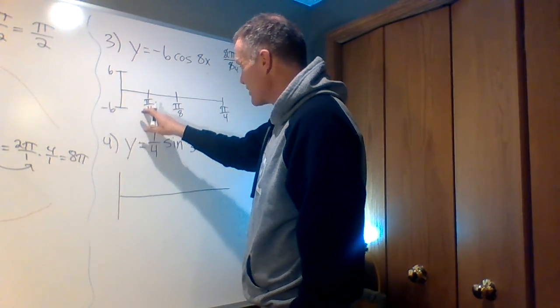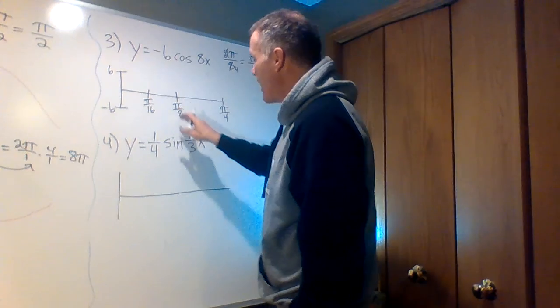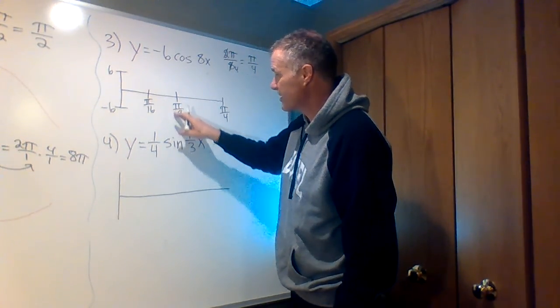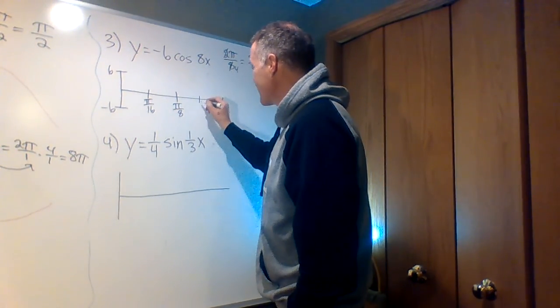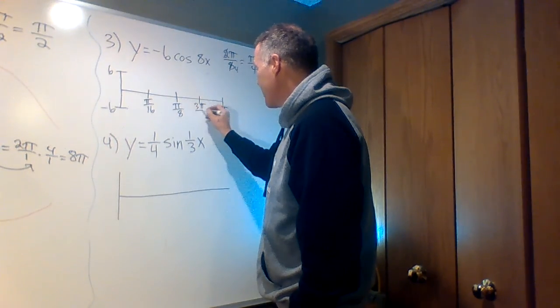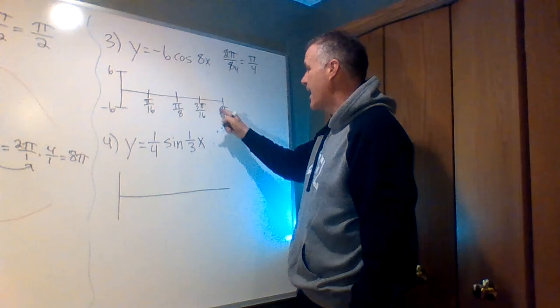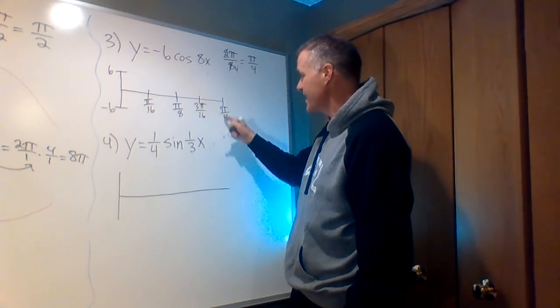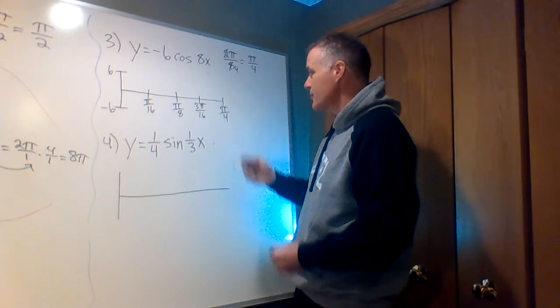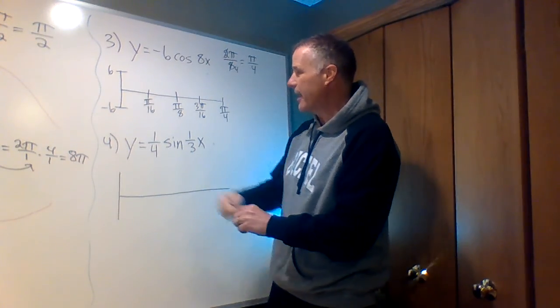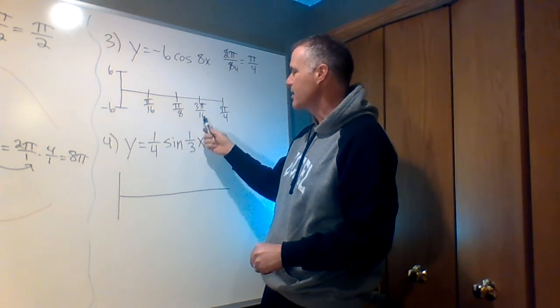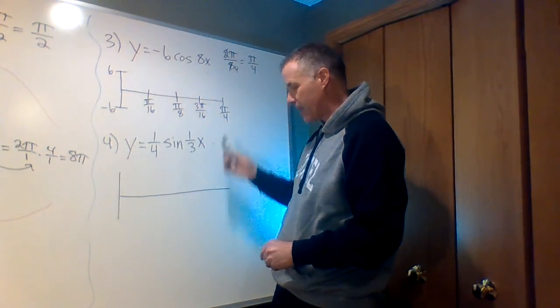So 1 pi over 16, 2 pi over 16. See, 2 and 16 would reduce to that. So that next dash is 3 pi over 16. See that? And then this would be 4 pi over 16, which the 4 and 16 would reduce down to that 4. So those are my dashes: 1 pi over 16, 2 pi over 16, 3 pi over 16, 4 pi over 16.